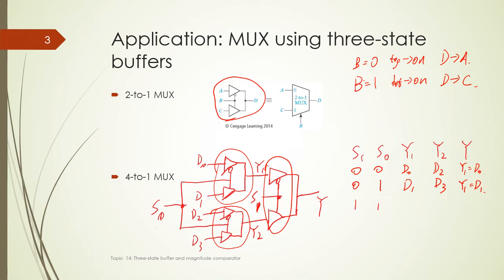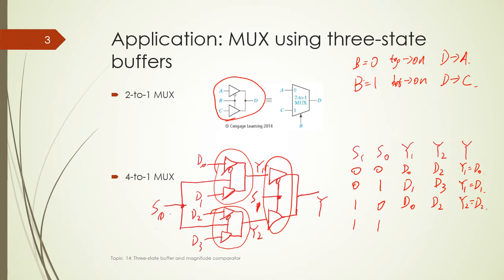For 1, 0, this is 0, so still Y1 equal to D0. Y2 will equal to D2. And because S1 is 1 now, Y will follow Y2. So Y2 is D2 in this case.